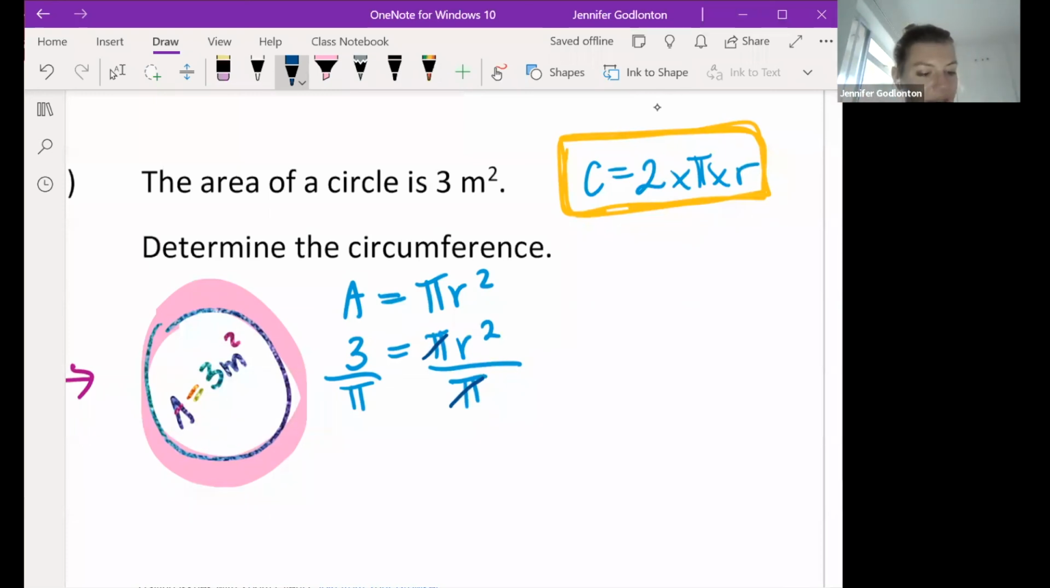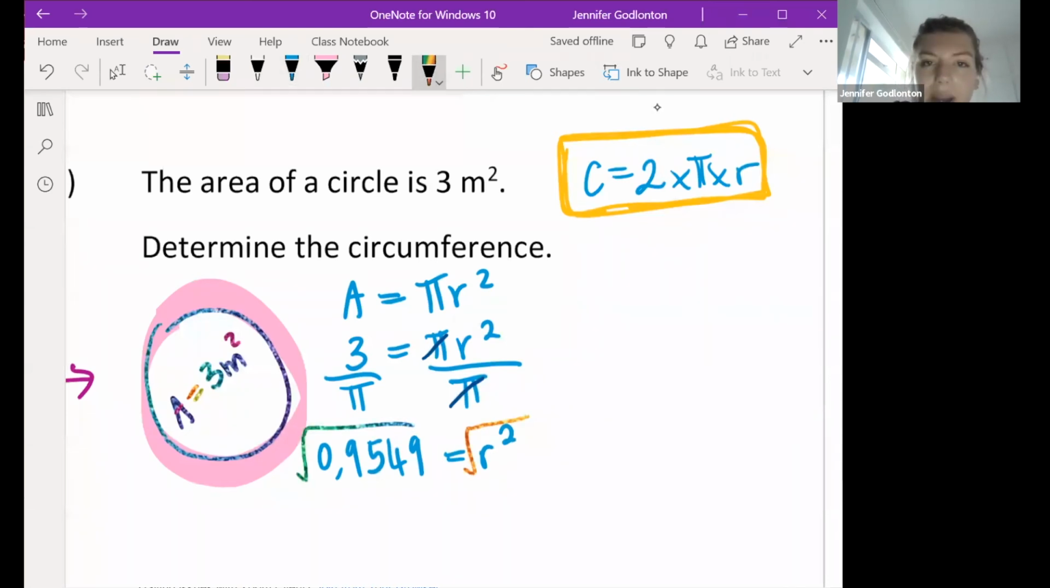I'm going to pop that into my calculator. So 3 divided by pi, and that gives me the beautiful answer of 0,9549. I'm going to leave it to 4 decimal places, but you do what you need to do at school. That's equal to r squared. Now I want r to be alone. I don't want it to be squared. So I'm going to square root both sides. And I'm going to see that r is equal to 0,9549 square rooted, which gives us 0,977.